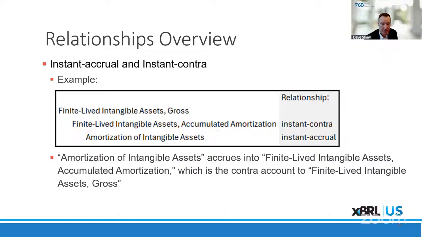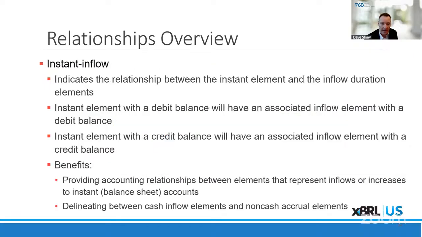So the next relationship to cover is instant inflow. This is another relationship that has a parent instant element and a child duration element that flows into it. For this relationship, if the instant element has a debit balance, then the associated inflow element will have a debit balance. And conversely, if the instant element has a credit balance, then the associated inflow element will have a credit balance.